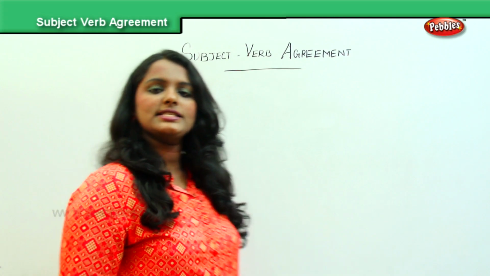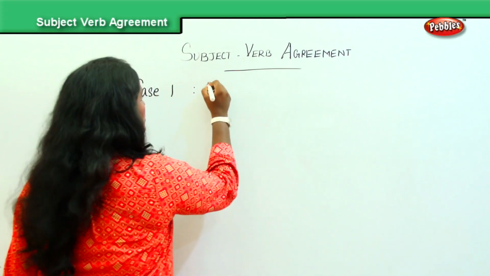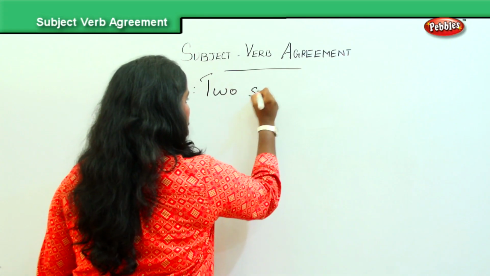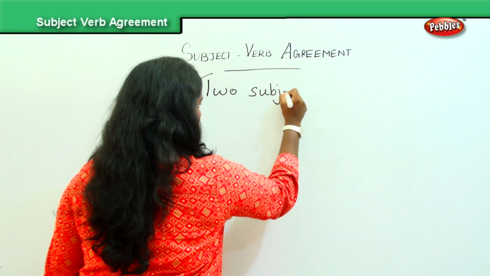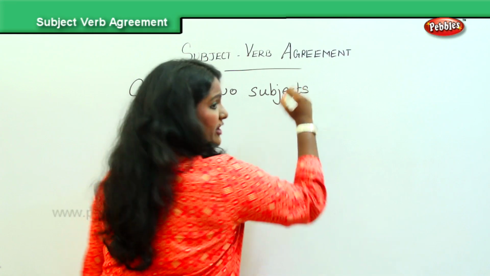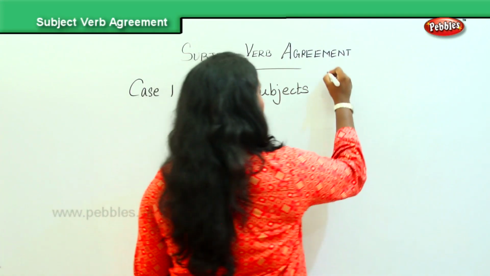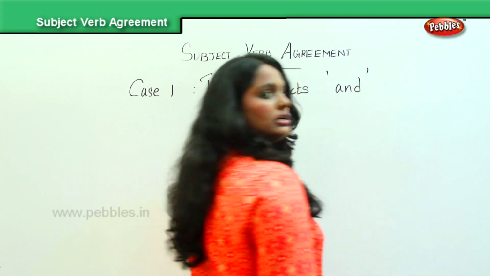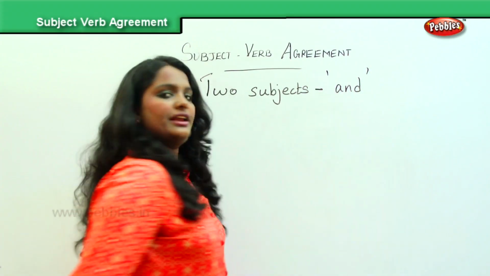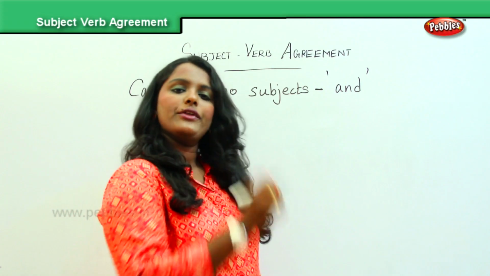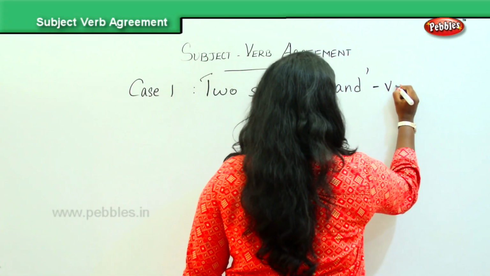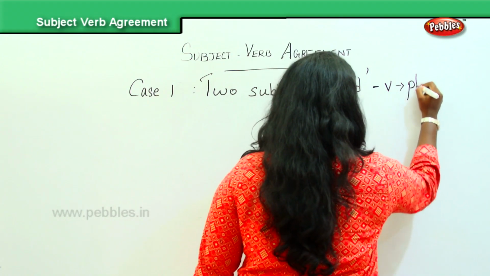The first case is when two subjects are given in a sentence and they are joined together with and. Two subjects in a sentence and they are put together with the word and. The verb would be plural.